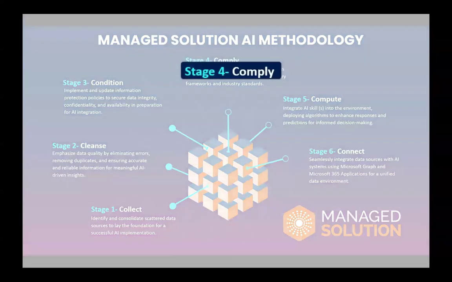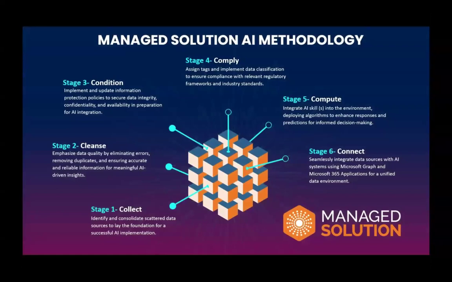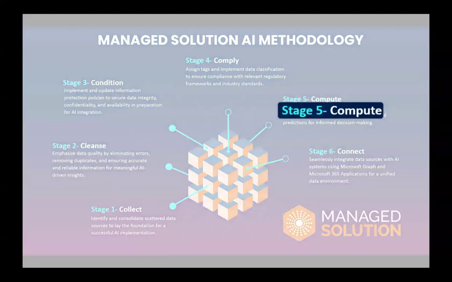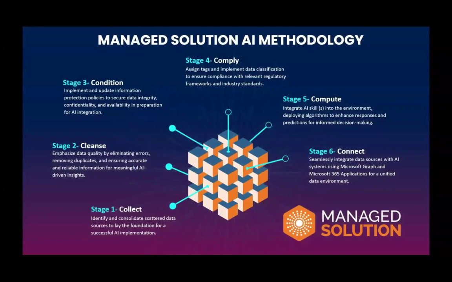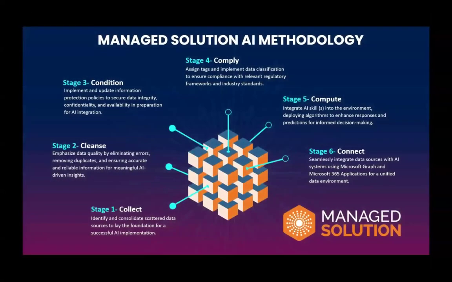Comply, stage 4. This is where we're assigning additional tags, making sure that the compliance is relative to your organization. Stage 5 is actually the fun part. Let's now put AI to work. Let's put the compute into AI and Copilot and start deploying and let it learn on the algorithms on your data so that within your organization you have a much better experience. And stage 6, those plugins. Let's connect up those plugins to get additional information out of Copilot for you.